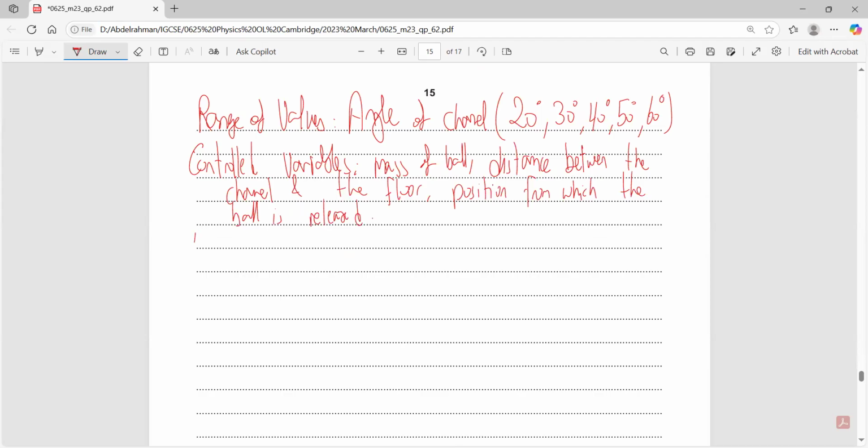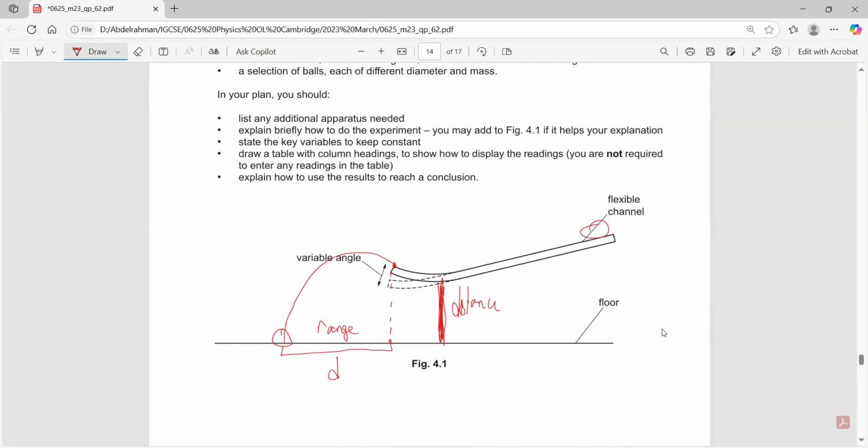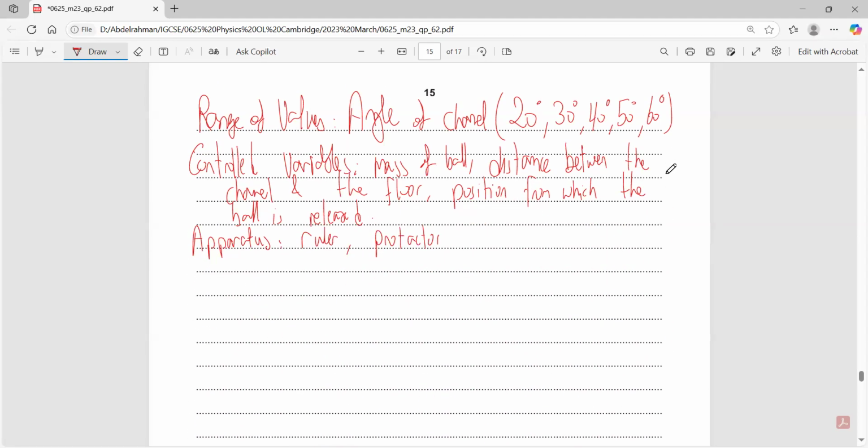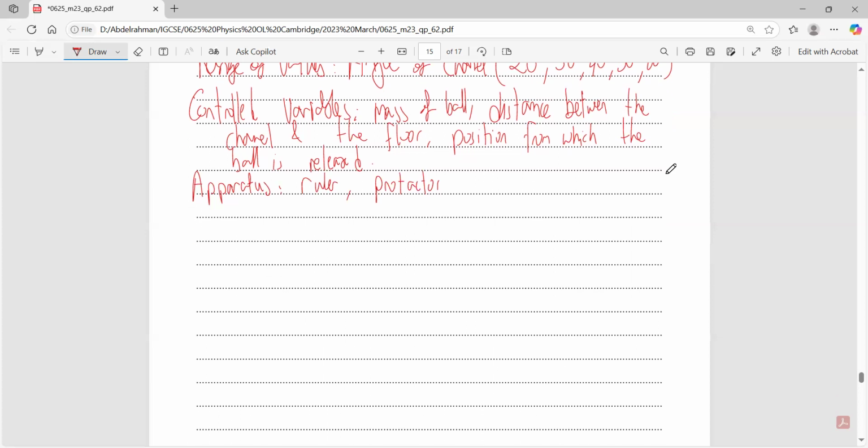What about the apparatuses needed? He hasn't given us any apparatuses. We need two very important apparatuses, which are the ruler and the protractor, to measure the distance and to measure the angle. These are the important apparatuses. So we have the apparatuses, we have the key variables. Now, can I write down a simple explanation or some of the steps? What are the steps taken?